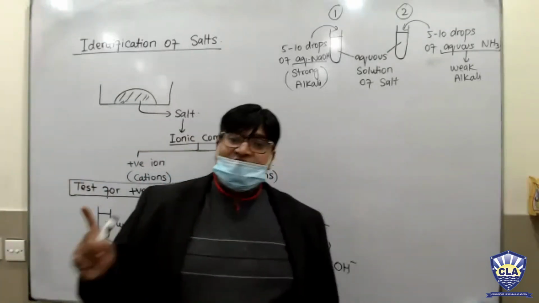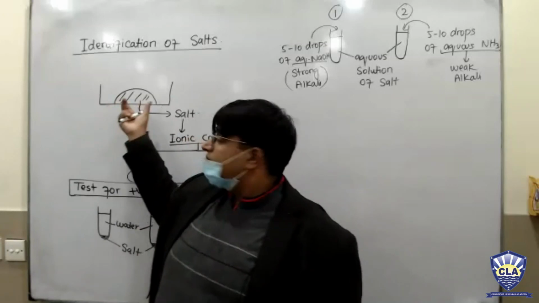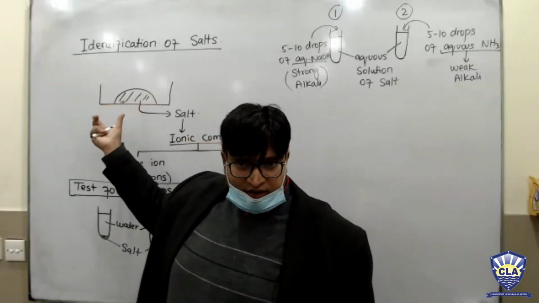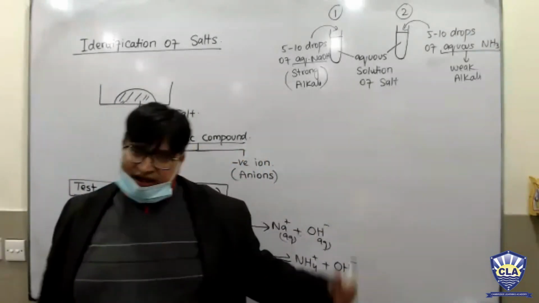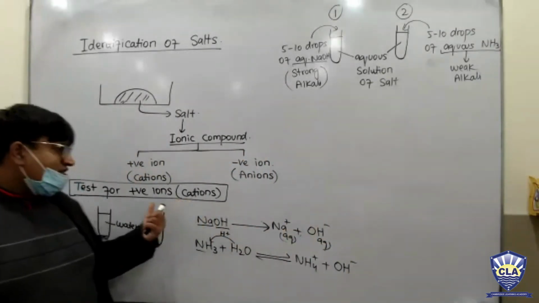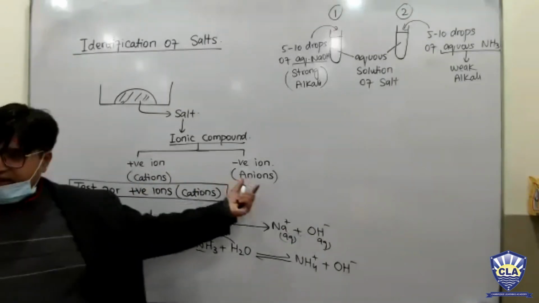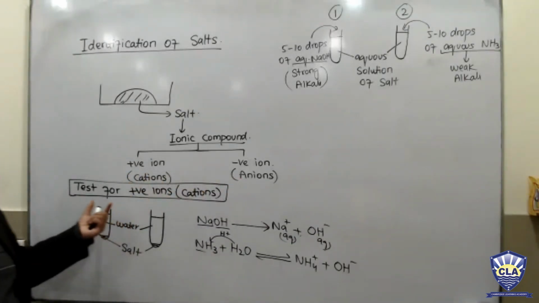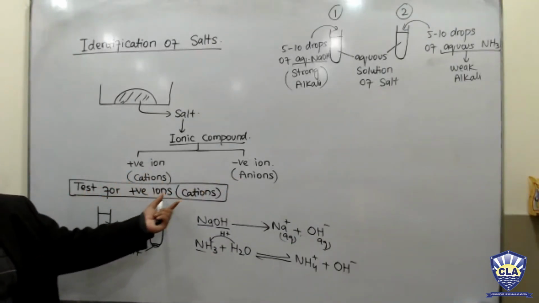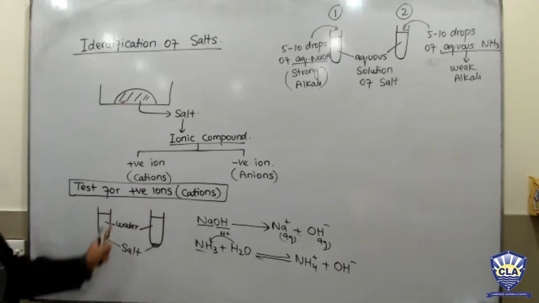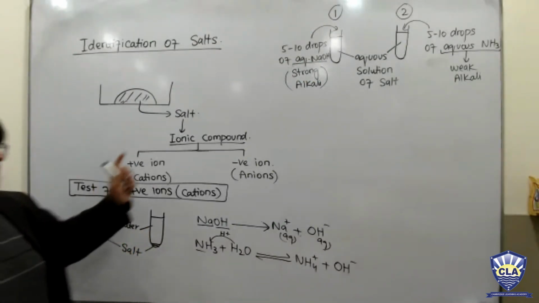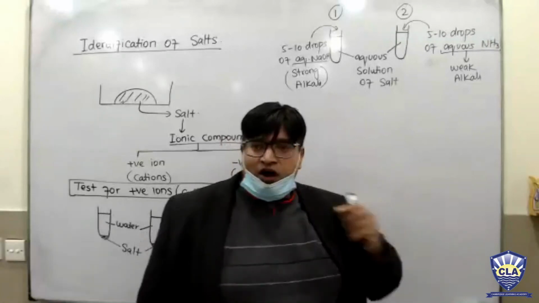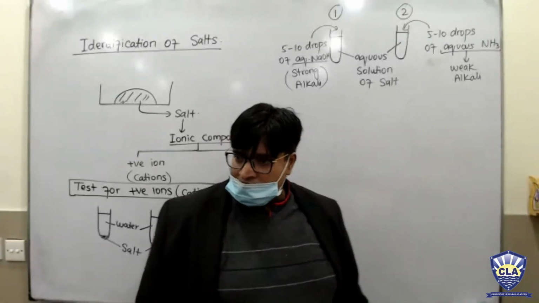So what we have done up till now, we have been provided with some salt. Salt is an ionic compound. It contains positive and negative ions. The positive ions are cations, the negative ions are anions. So what should you do? There are some tests for cations. You should take a little bit of the salt provided in 2 test tubes, put water inside it, dissolve it, and shake it well. It will form the aqueous solution of salt because the salt is invisible now.